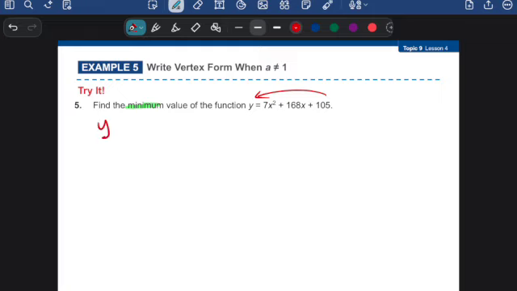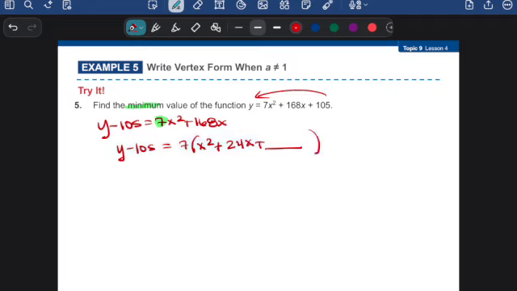So now I'm going to have y minus 105 equals 7x squared plus 168x. Okay, and since I have this coefficient in front of my quadratic term, I want to factor that out. So I'm going to factor that out. y minus 105 equals 7 times x squared plus, so what's 7 times, what gives us 168? 24 x, oops, I'm not going to close the parentheses yet, plus some constant.